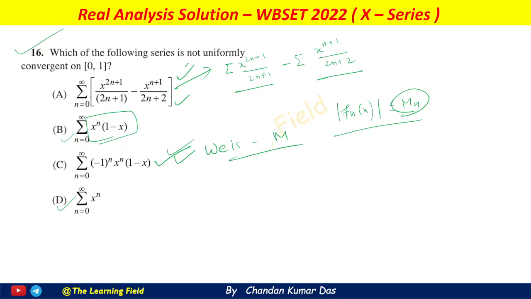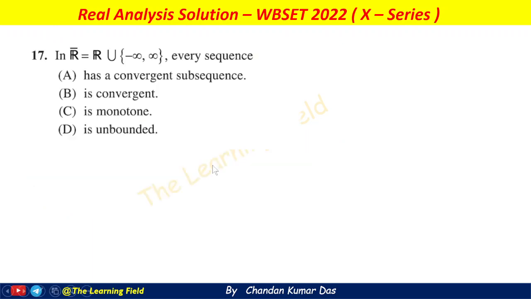But the answer, I think b is given or d is given, I don't remember, but these two are the not uniformly convergent series from the given question. So I think only one option is given in the question. I think this question is wrong. Okay, so this is the solution.